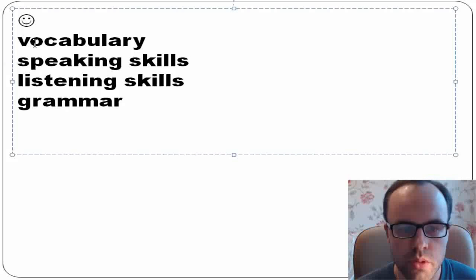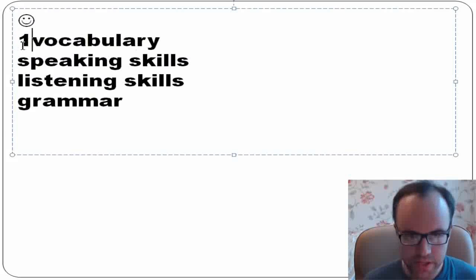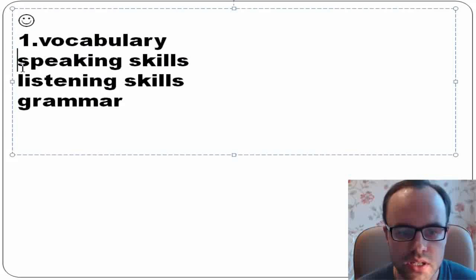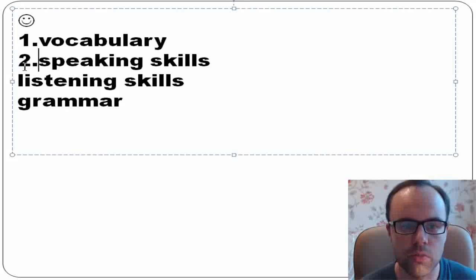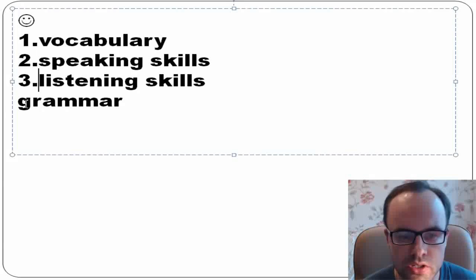So actually, to sum up, you need to focus on these four things. Yeah, right. So what's in the first place is vocabulary, speaking skills, it's in the second place, listening skills and grammar. All these things are also important.